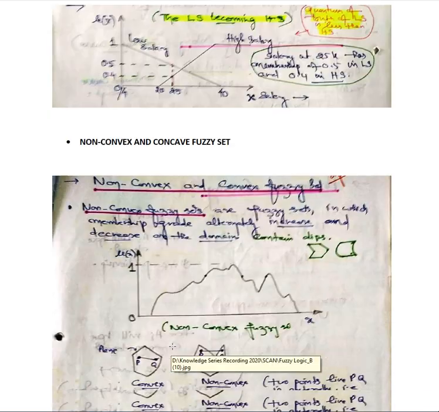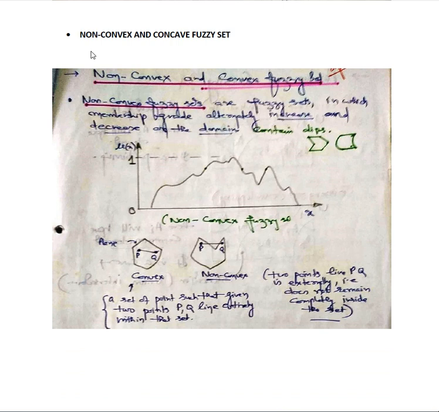Now further I have to talk about something related to the fuzzy set, the non-concave and concave fuzzy sets. When we see the non-concave fuzzy set, it has been stated that non-concave fuzzy sets are fuzzy sets in which the membership function alternately increases and decreases over the domain, containing dips. So it is increasing and decreasing, but it keeps on fluctuating up and down. So what exactly do we mean by non-concave?